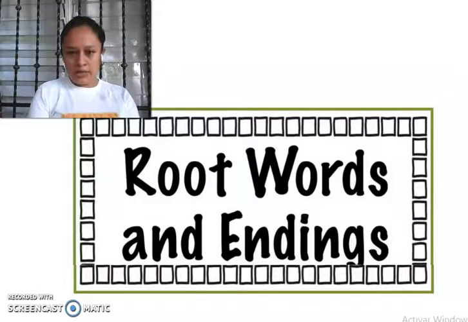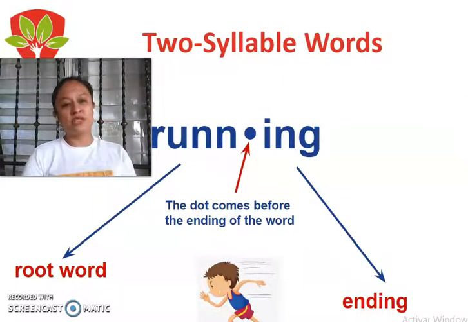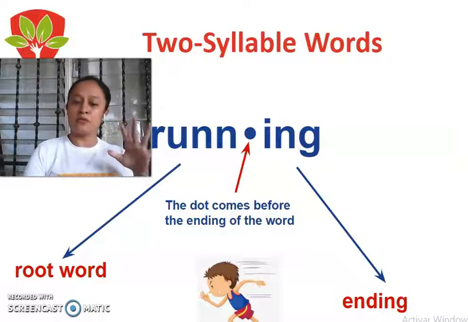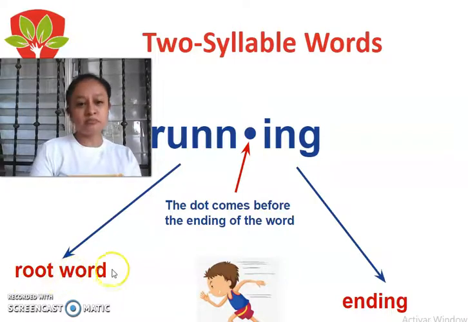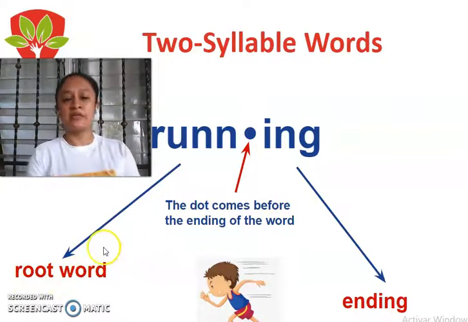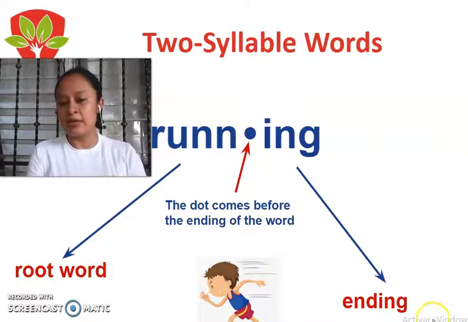Let's keep learning, guys, about root words and ending words. In the last lesson, you learned about two-syllable words that are made of a root word and an ending word, as you have in here. This is the root word. As I told you in that lesson, the root word is at the beginning, and then we have an ending word, and the ending word is at the end.